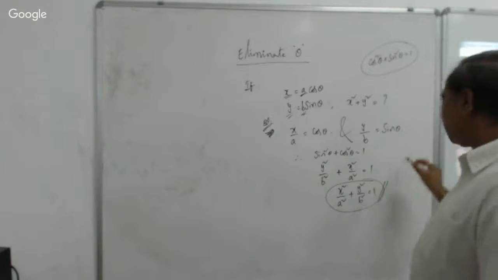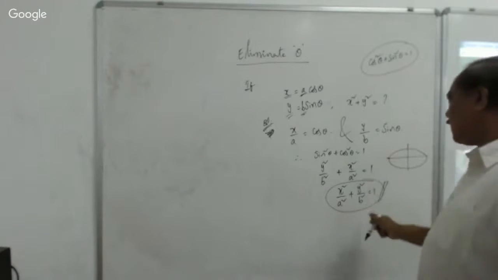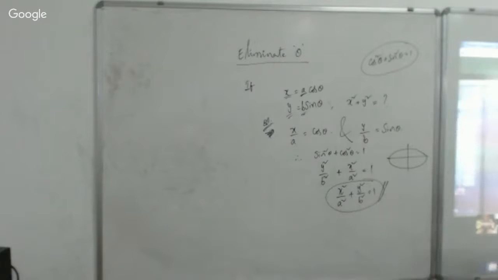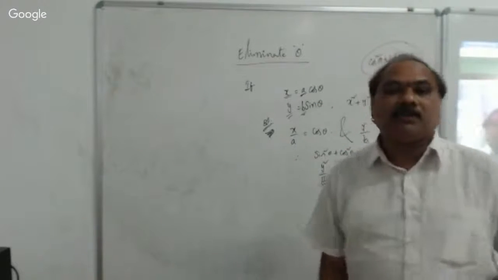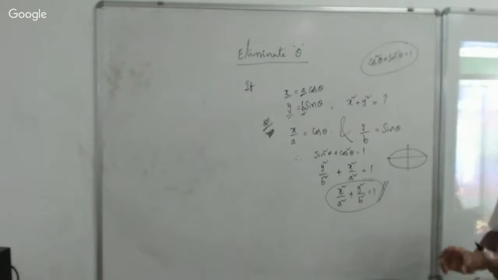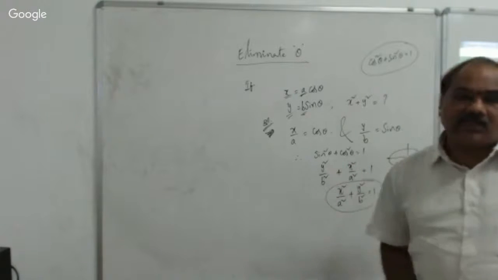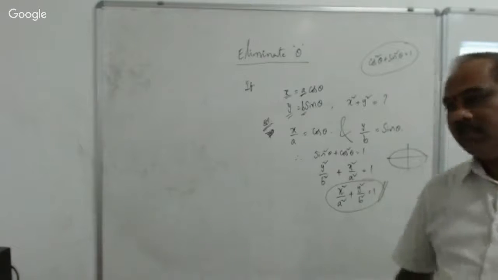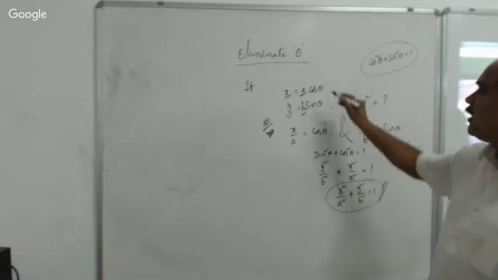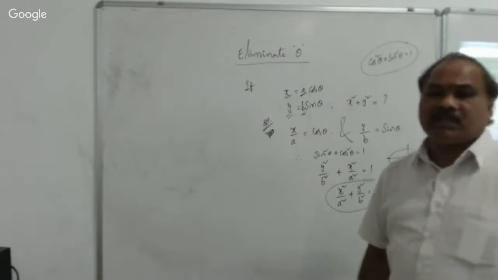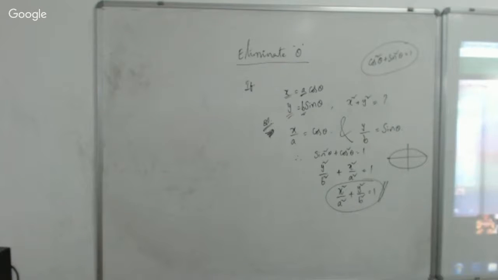Of course, it represents an ellipse. It is the graph of this curve. Here, how to eliminate theta from these two equations? By eliminating theta, you will make a relation between x and y. That is the concept behind this. In the final answer, theta must be eliminated. How to eliminate theta? That is most important. Any confusion?